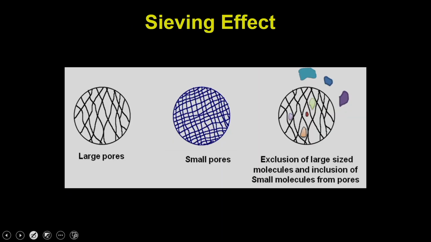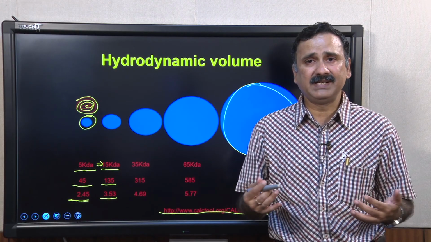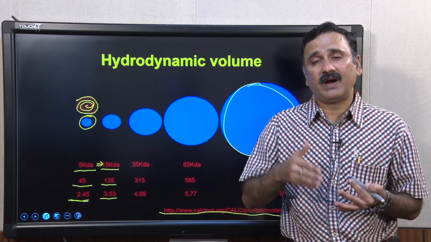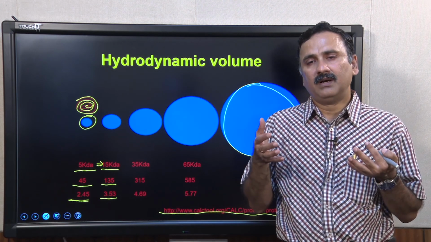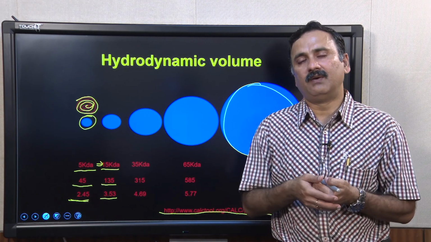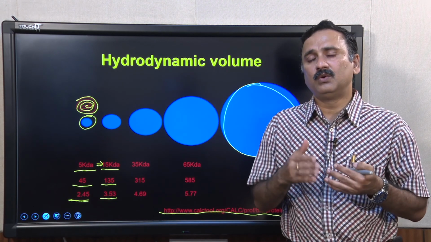Now, how gel filtration chromatography works is, you can imagine that I have beads of different sizes, and I want to separate them. For example, if you have rice and wheat with you, rice is small in size and wheat is large in size. So, what are you going to do?